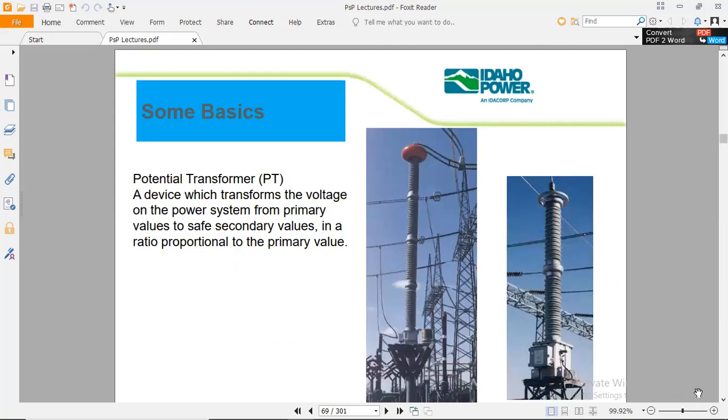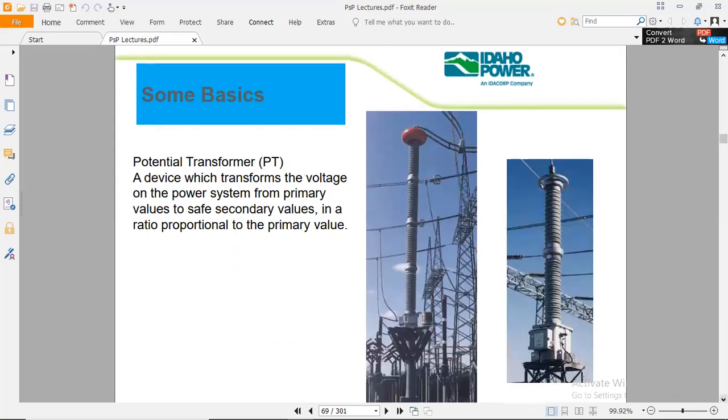Further, moving towards some other basic scenarios with power system equipment, is the potential transformer. This is another category of instrument transformer, called a PT, a device which transforms the voltage on the power system from primary values to safe secondary values, in a ratio proportional to the primary value. So this is an important thing which we need to understand, that what it is.